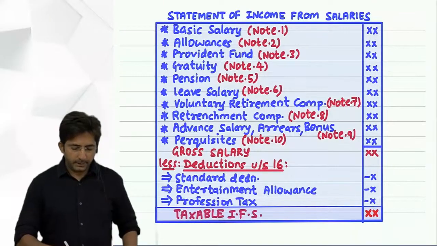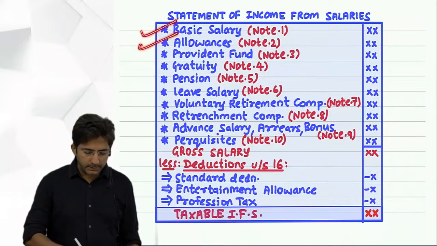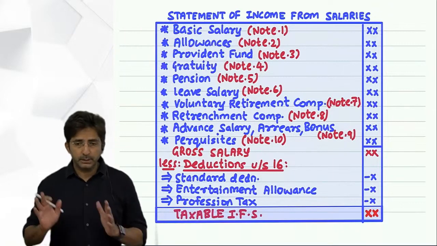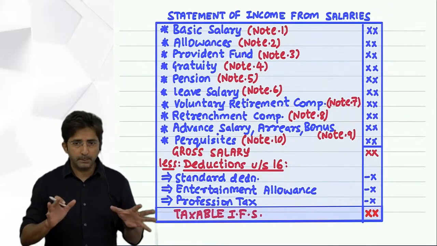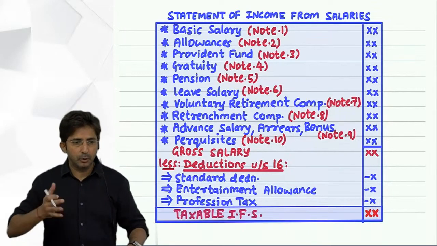Okay, see, in income from salaries, we did basic salary and allowances, and we have just started with provident fund. Now see, in provident fund, as I said, we have to study three things. First, the meaning of provident fund, means the concept of provident fund, then types. After that, we have to study taxable or exempt, okay?